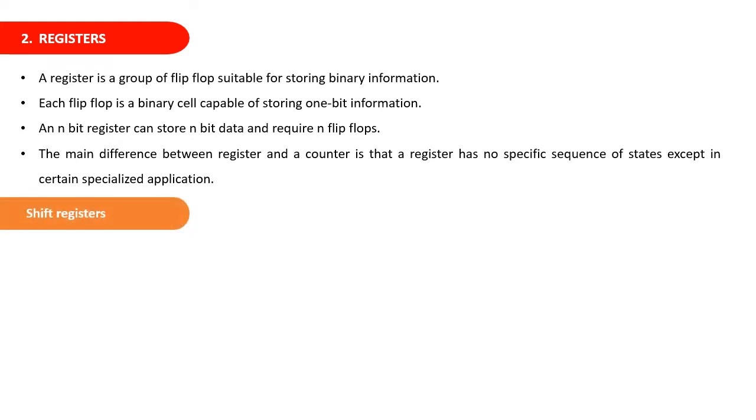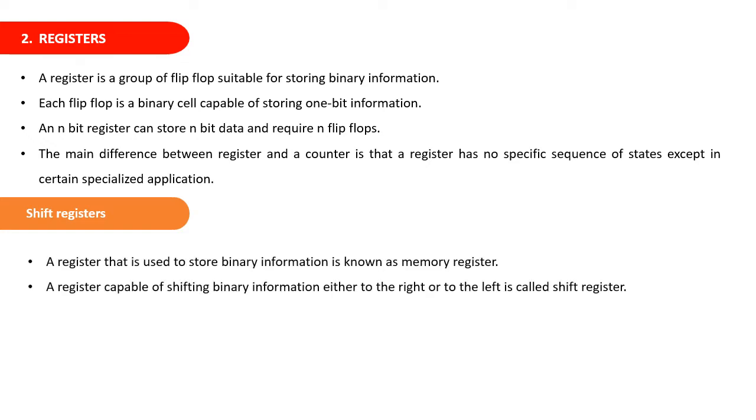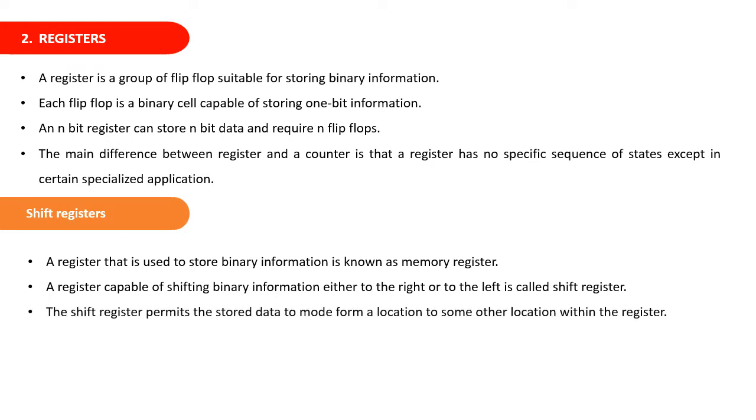Now, there are different types of registers. Registers which are used to store data are known as memory registers. Another type of register is the shift register. This shift register is able to shift the data from one location to another. Two types of shifting are possible, either to the left or to the right. So it permits data storage as well as shifting of data from one location to another.